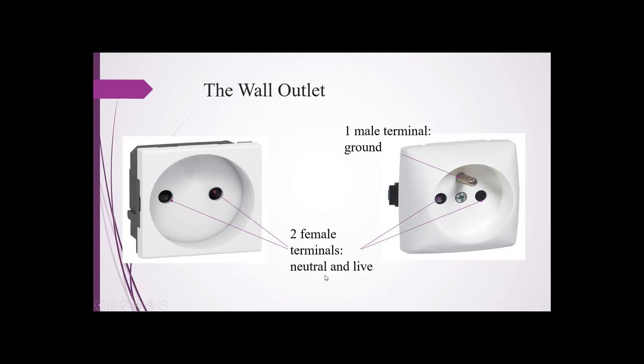Now we can know which one is the live and which one is the neutral. The second type of wall outlets has 3 terminals, similar to the first one: 2 female ones called the neutral and live, and in addition, 1 male terminal called ground. To identify these terminals, we will perform the following activity, which is activity 1, page 84.